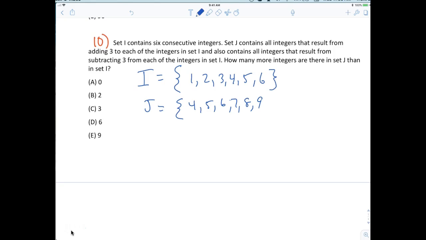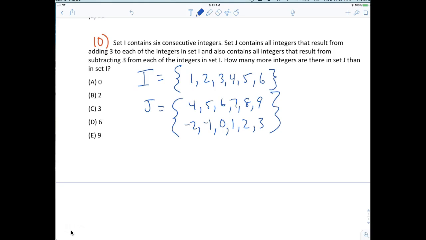All right, so if I start with 1 and subtract 3, I would get what? And then 2 minus 3. -1, then 3 minus 3. 4 minus 3. 5 minus 3. And 6 minus 3. All right, look at that, guys. That now is set J. The problem is, do some of the numbers repeat? I thought they would, but guess what? They don't.